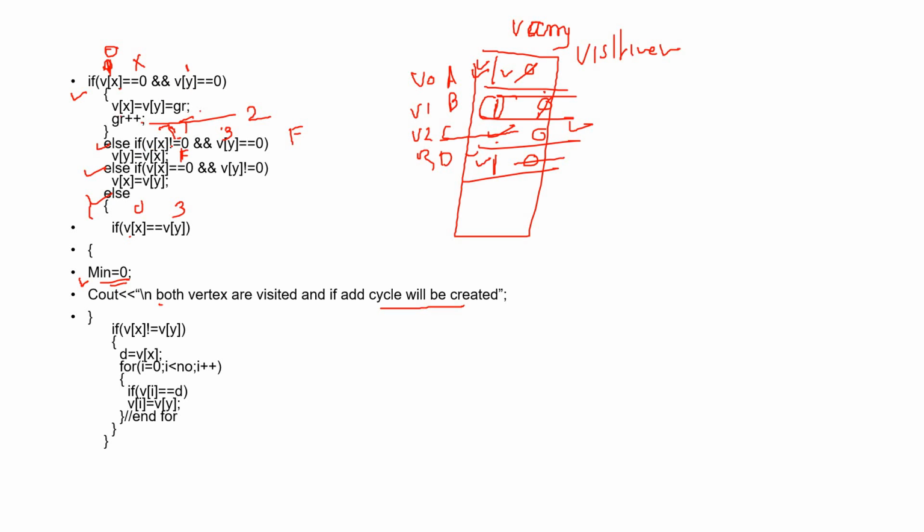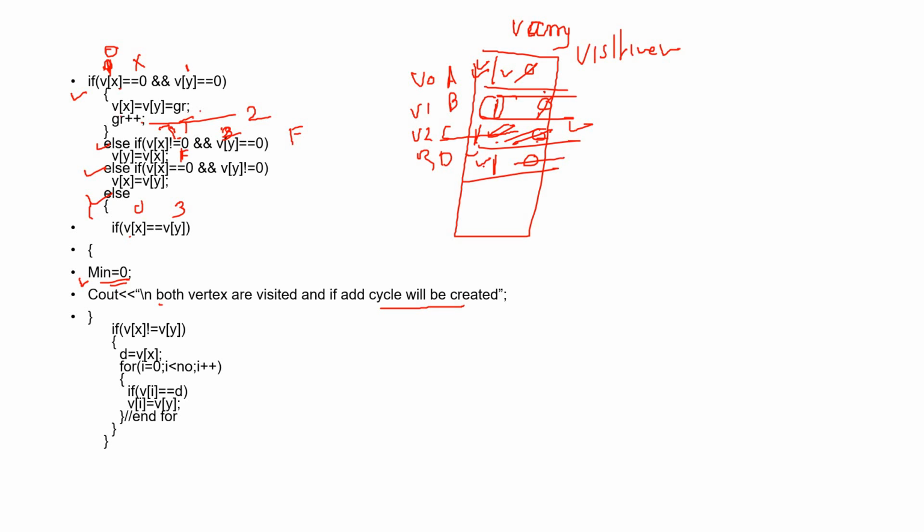Now it will check the next one. V of 1 is not equal to 0, true. And v of 2? V of 2 is equal to 0. Yes, v of 2 is 0 because we have not visited it. So that's why v of 2 will be equal to v of x. So v of 2 is equal to v of 1. V of 1 is what? 1. So this value will become 1 now.